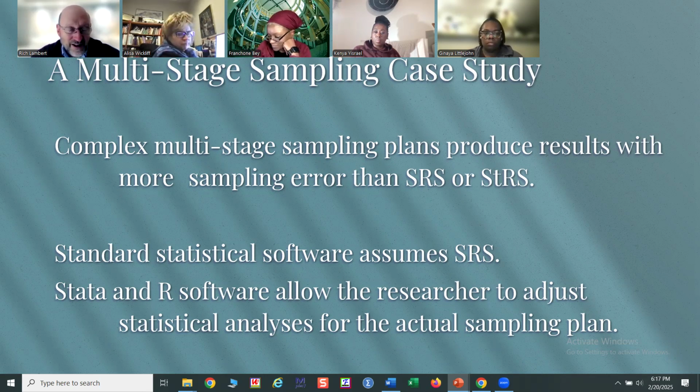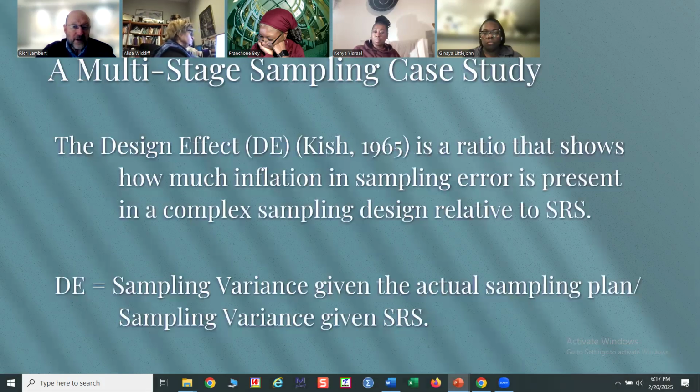So typically, statistical software is actually a little bit wrong. But software like Stata and R allow the researcher to adjust their statistical analysis for the actual sampling plan that was used. Now, how do we do this? Well, there's something called the design effect, or the DE.